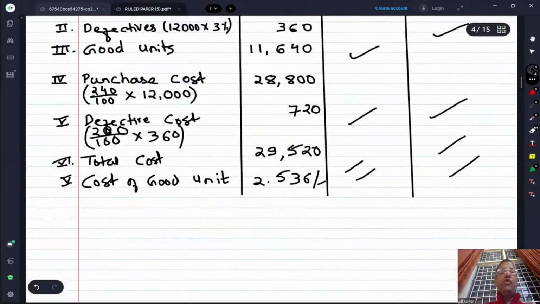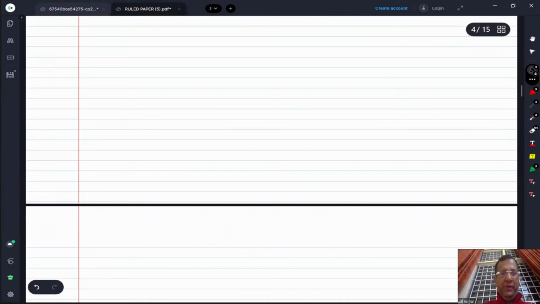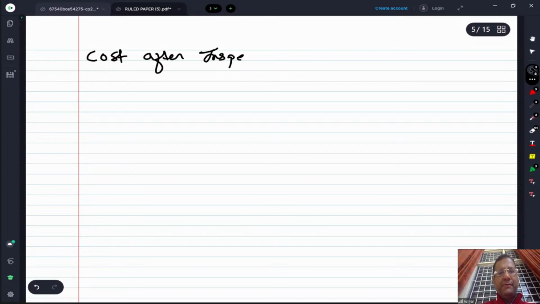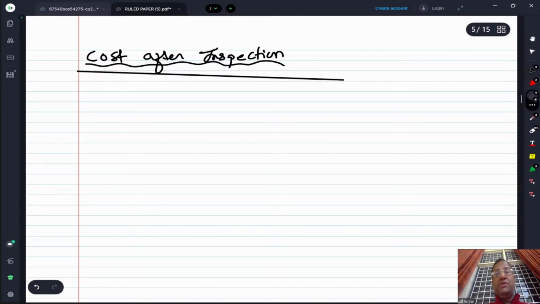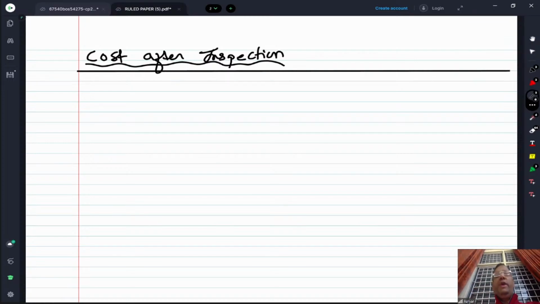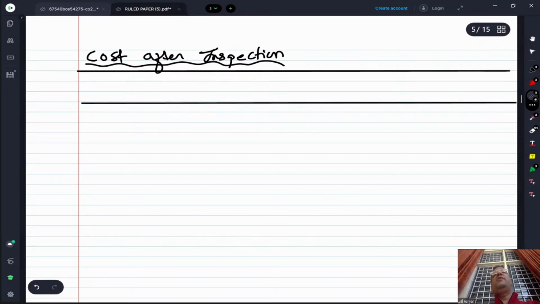Now we will move towards cost after inspection. What will be the cost of good unit after inspection? Now this calculation is very, very important, beta. Please listen very carefully because it requires a lot of thinking to gain confidence in this particular calculation. So please be very alert.